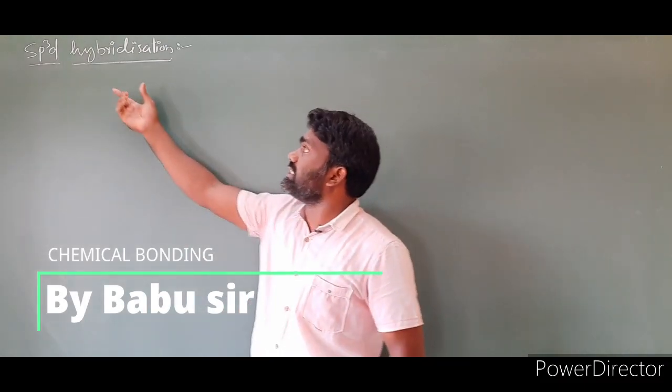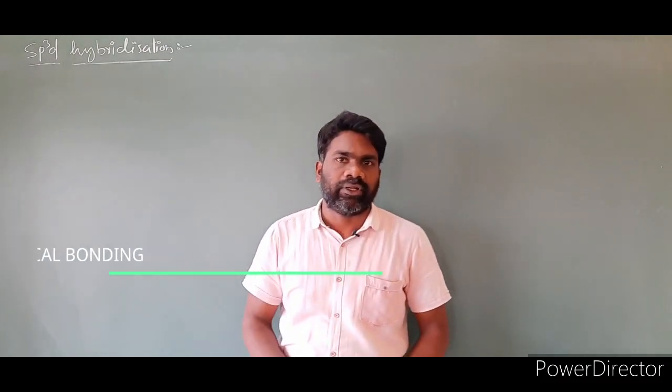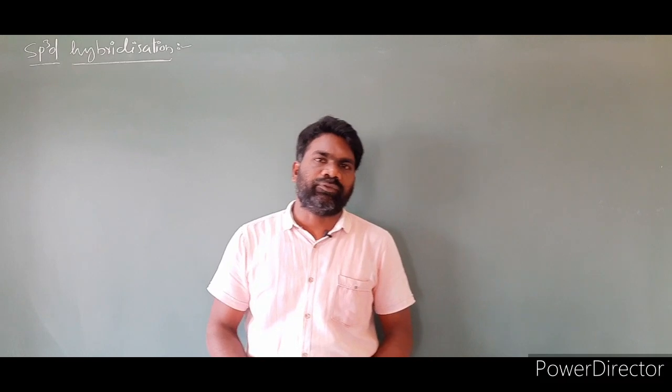In last class you learned sp2 hybridization and sp3 hybridization. Today's topic is sp3d hybridization. Now let us discuss sp3d hybridization. sp3d hybridization involves the intermixing of one s orbital, 3 p orbitals and 1 d orbital, resulting in the formation of 5 sp3d hybrid orbitals.